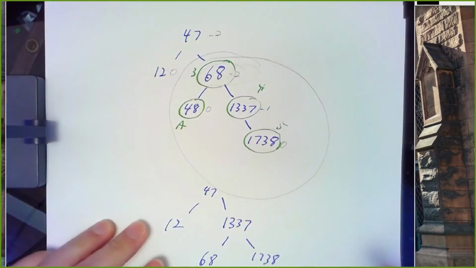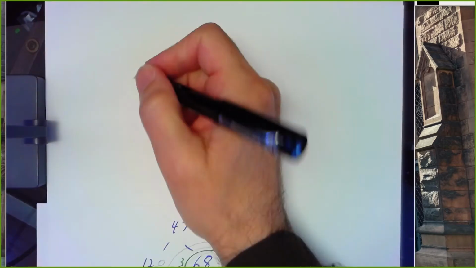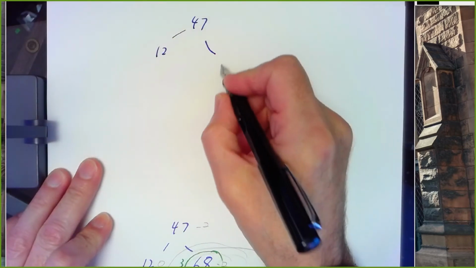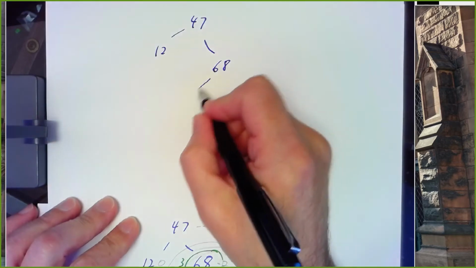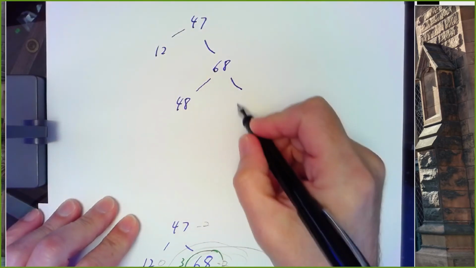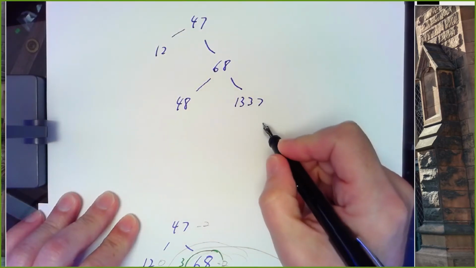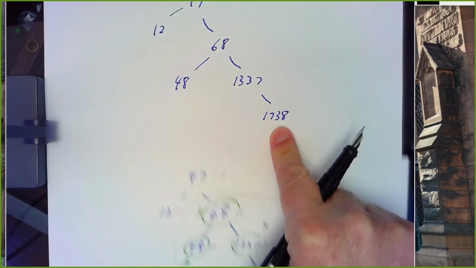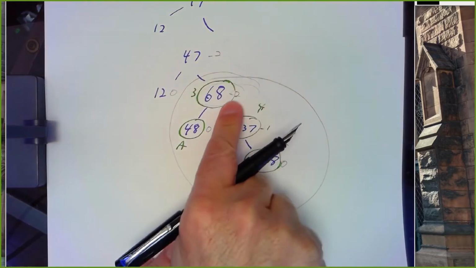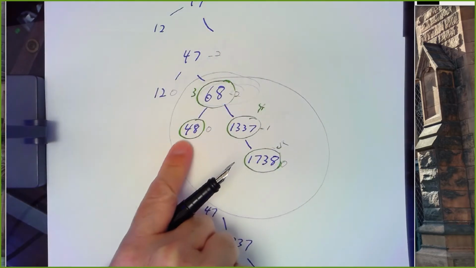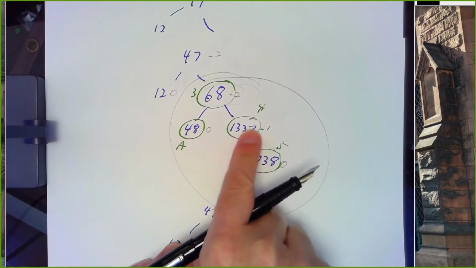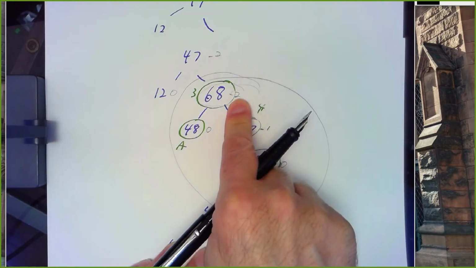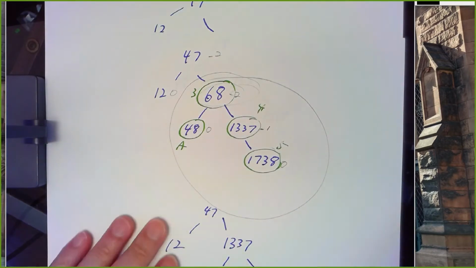So let's go back to this tree here. And we had a 12 and a 47 and a 68 and a 48 and a 1337 and a 1738. So we had just added this node and we were recalculating balance factors, and this balance factor is wrong. The left subtree has a height of 0, the right subtree has a height of 1. So this actually has a balance factor of -1.